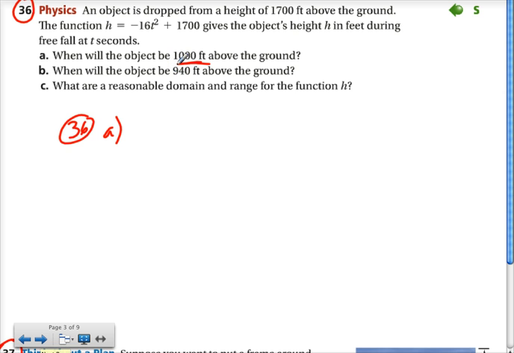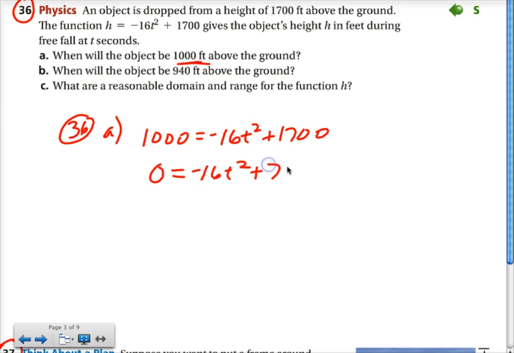Well, feet is height. So that means we have to put that feet in for 1,000. But if we're going to find the zeros on the calculator, we're going to have to subtract that 1,000 from both sides and have -16t squared plus 700.